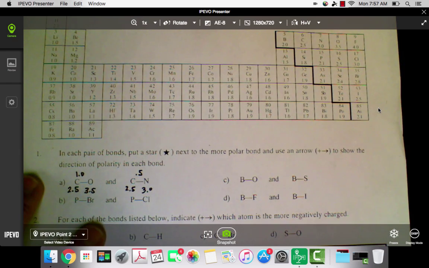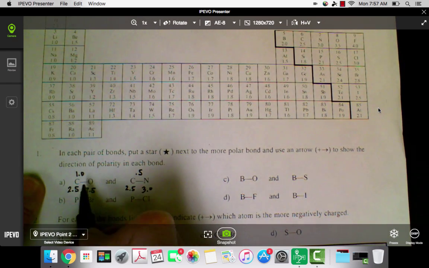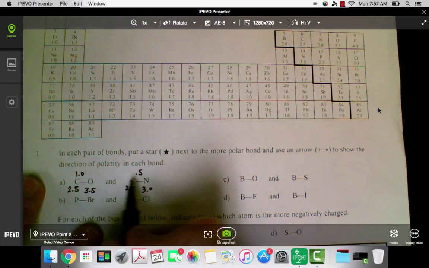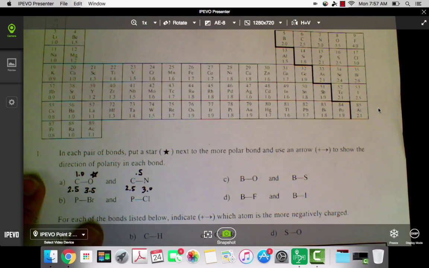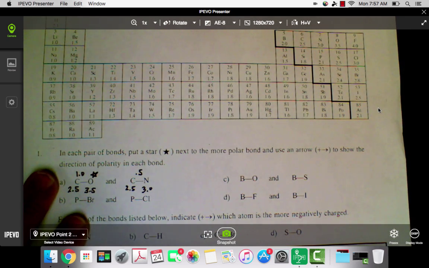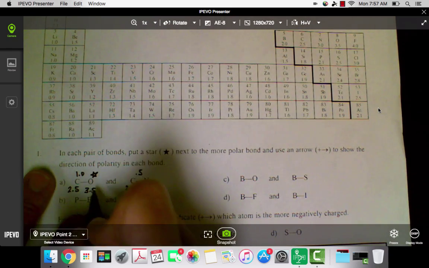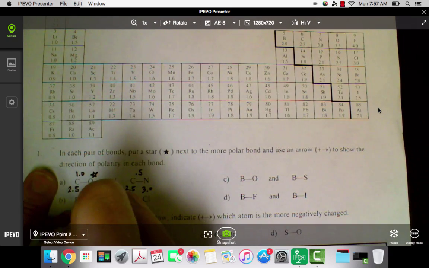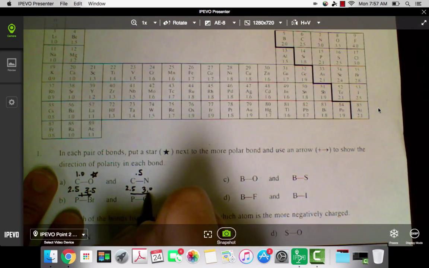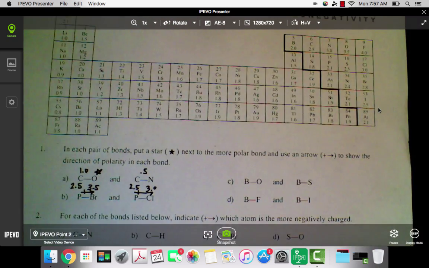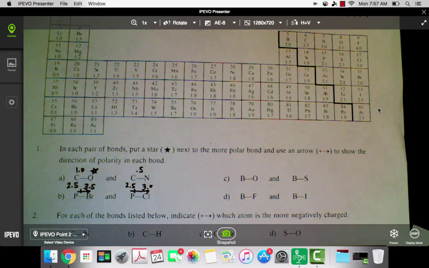So which one is more polar? Well, the one with the greater electronegativity difference is more polar, so it's going to be CO. And the next thing was to show an arrow to indicate the direction of polarity. So we're going to point it towards the side that's more electronegative. In this case, we're going to point the arrow to the right here and to the right here. Okay, so that's what you're doing for that section.